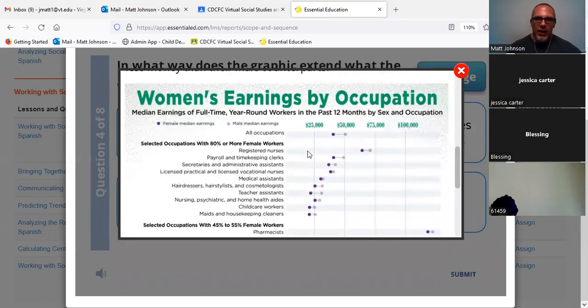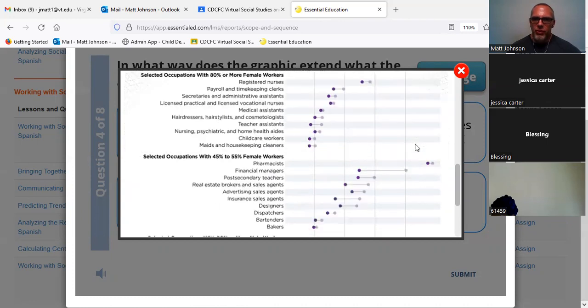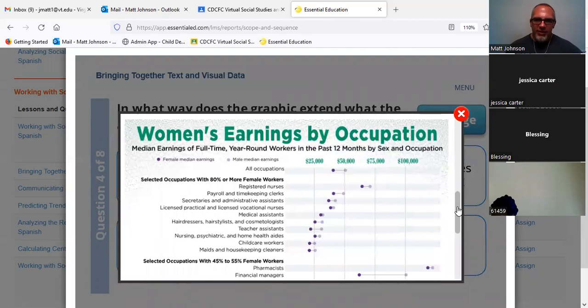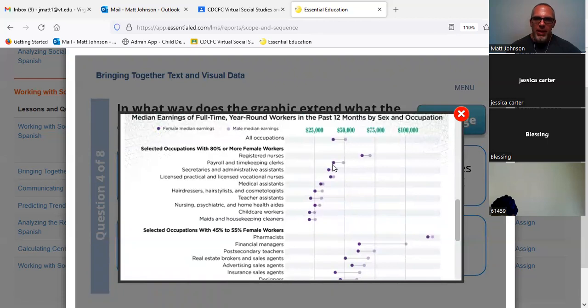The key here: the dark purple circle is female median earnings, and male median earnings is the lighter purple color. The graph runs from $25,000 up into the $100,000 area. So women are at the median income, that middle number. For example, a payroll and timekeeping clerk is earning between 25,000 and 50,000, so we'll say around 40,000, whereas the men in that field make about 50,000. That's how you read that graph. That little line is sort of arbitrary, but it helps show the distance, the gap between the two.